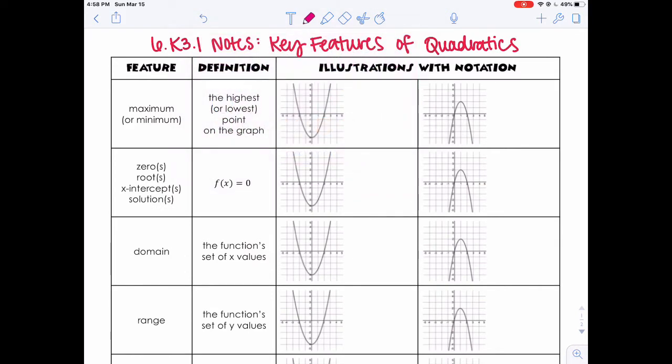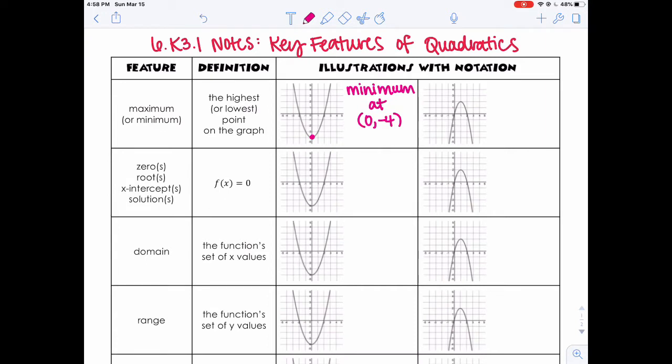The first key feature we're going to be talking about is maximum and minimum. We do already know about these from absolute value. They are similar with quadratics. A minimum has a very lowest point on the graph, like our first example. Our first example has a minimum at, what's that coordinate point? 0, -4. Awesome job.